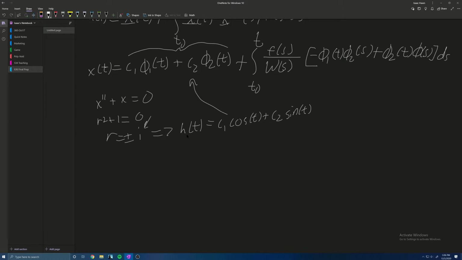So let's start writing our solution here. We have x of t equals c1 cosine of t plus c2 sine of t.